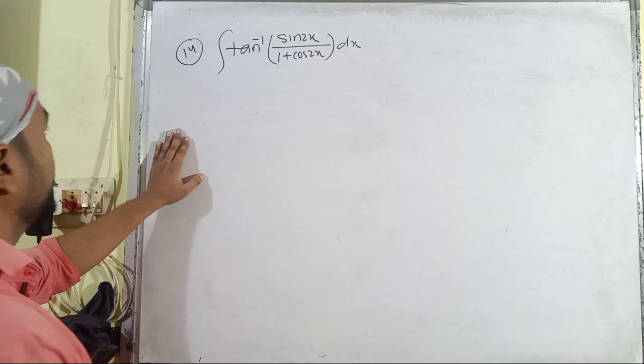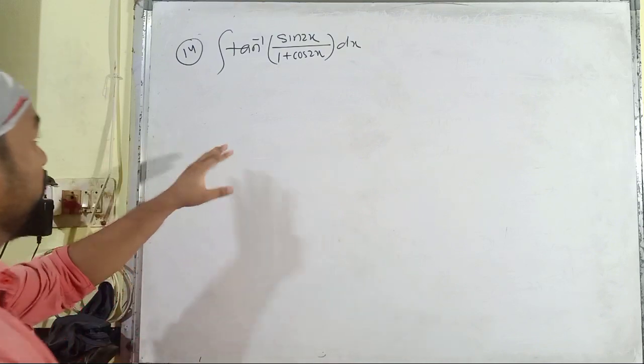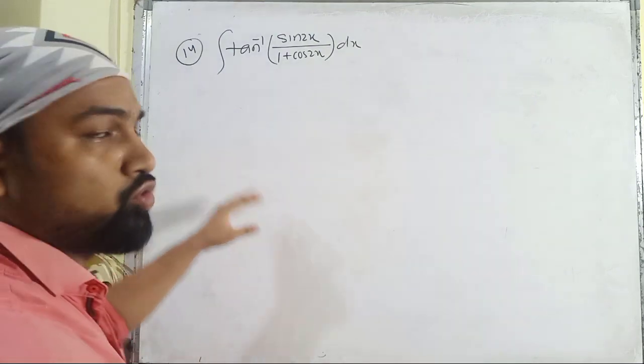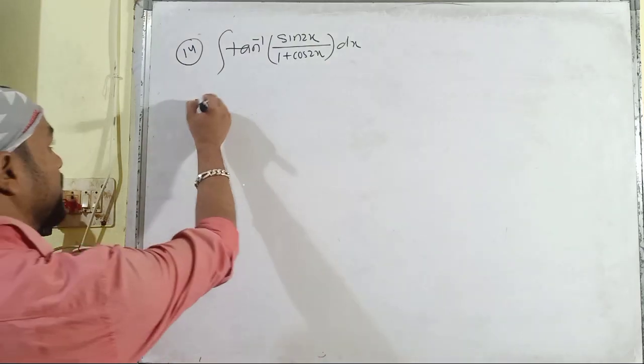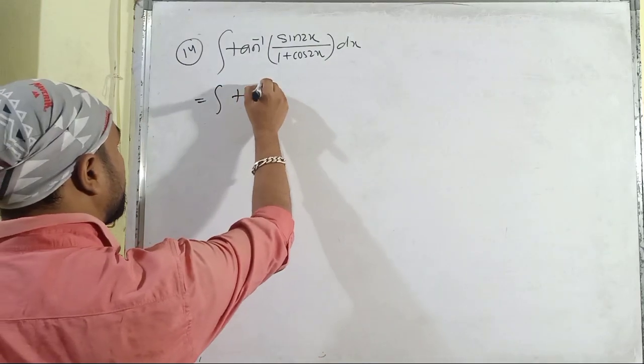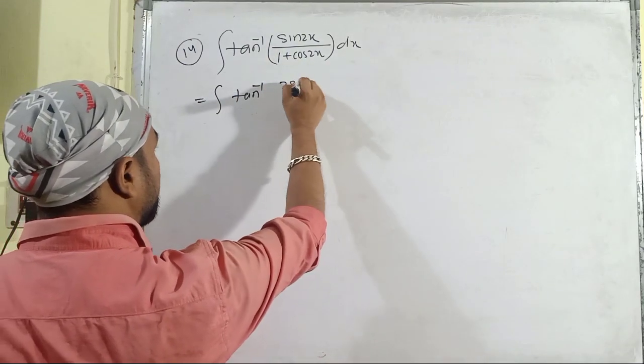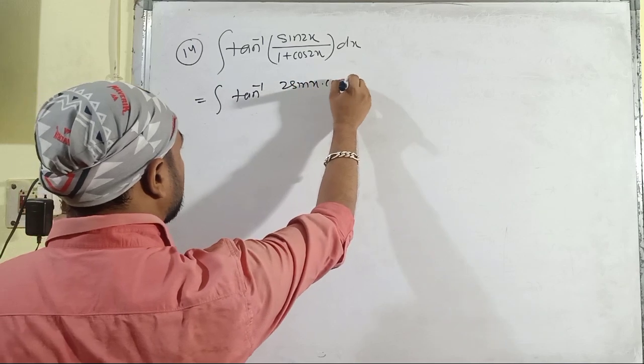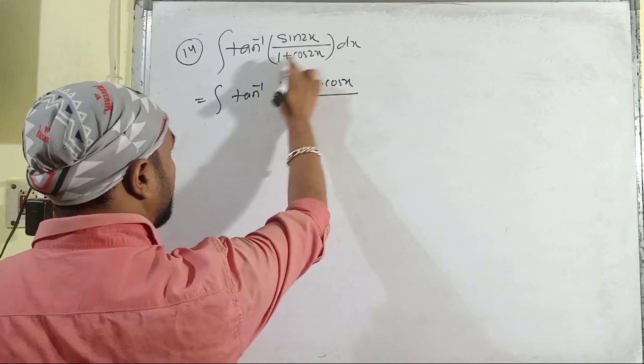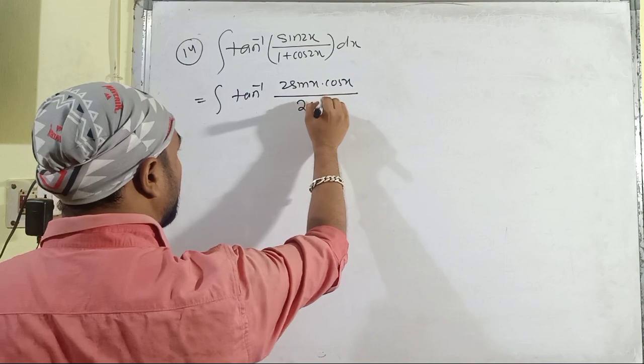So here it is the problem number 14. It is the integral of tan inverse of sin 2x divided by 1 plus cos 2x with respect to x. Tan inverse, the value of sin 2x is 2 sin x cos x, whole divided by the value of 1 plus cos 2x, which is 2 cos square x.